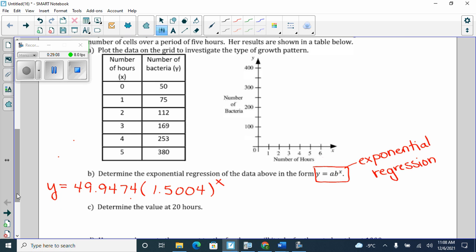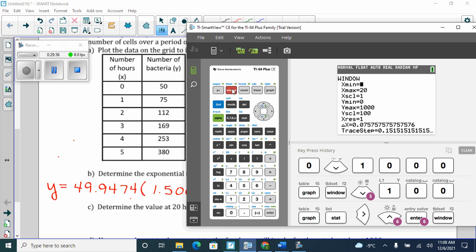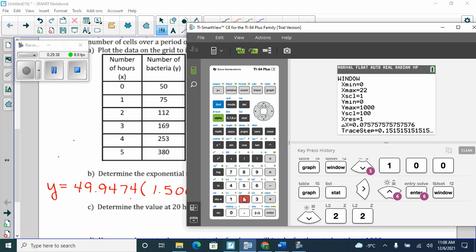Now, they want the value at 20 hours. Did they give me x or did they give me y? We go to our table. Is hours x or is hours y? X. X equals 20. Now before I go and type that in, how can I only find 20 if I can see 20? We agree? So I need to at least have x equals 20. I do have 20, but I like seeing a little further, so I'm going to go x equals 22.